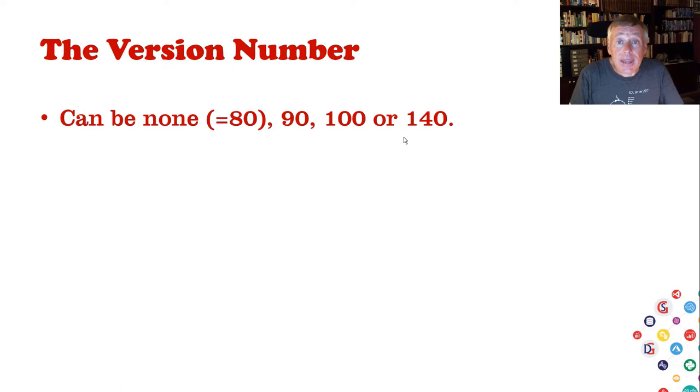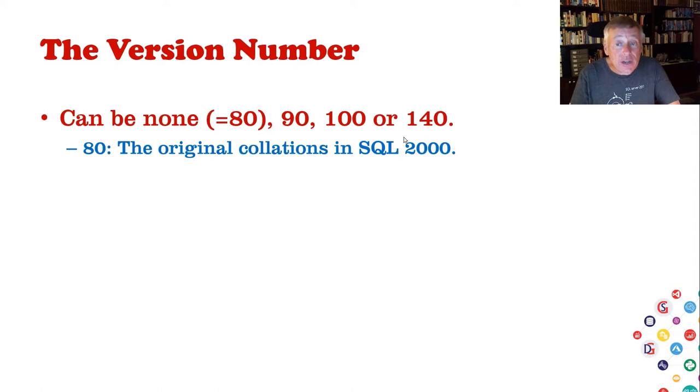Now, let's talk about the version number. The version number can be either none at all, and we can read that as 80. And then we have 90, 100, and 140. So 80, that was the original Windows collations that were introduced in SQL 2000, the first version of SQL Server to have collations. What we had before, we're going to talk about that later.